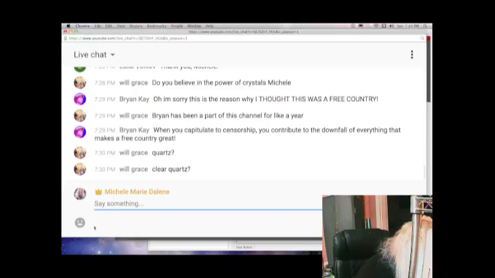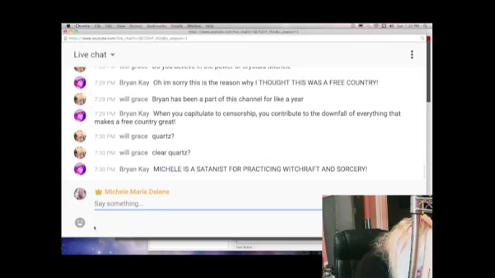It could be quartz. I don't think it's glass. I do not think it's glass. I definitely think it is quartz. Quartz has a very strong energy feel to it. Yes, it's clear quartz.